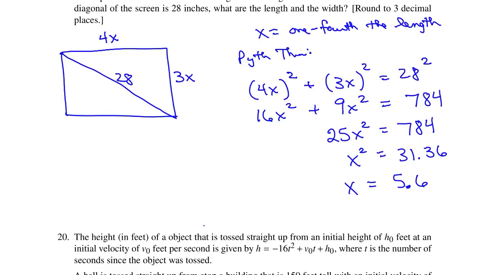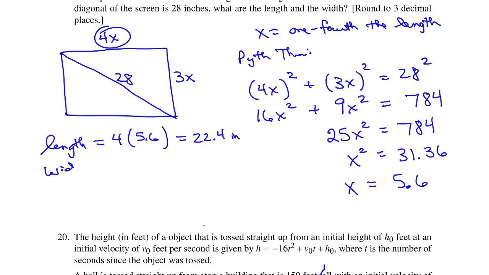We don't use plus or minus here because x is 1/4 the length. We know the length has to be a positive number, so there's no negative for the x. So now we can compute what the length is. The length is 4 times 5.6 because it was 4x, and so that's 22.4 inches. And the width is equal to 3 times 5.6, which is 16.8 inches.